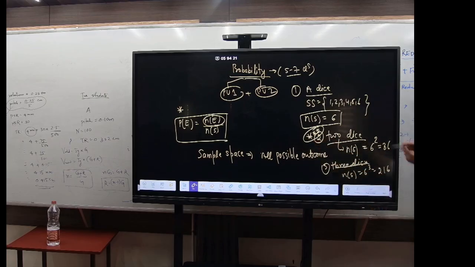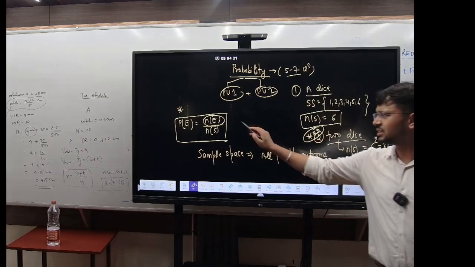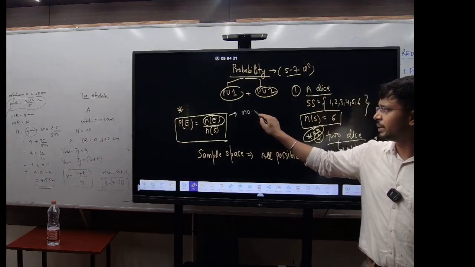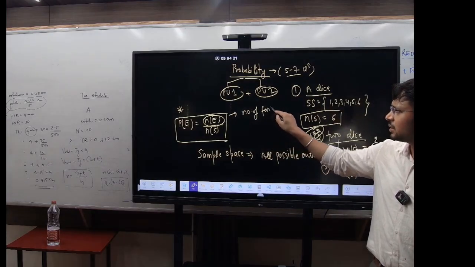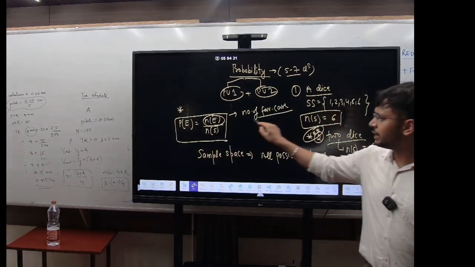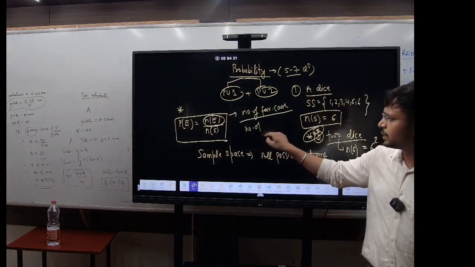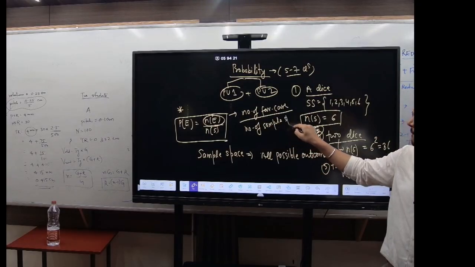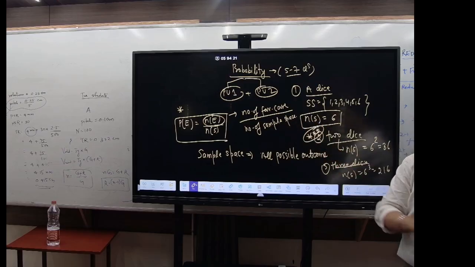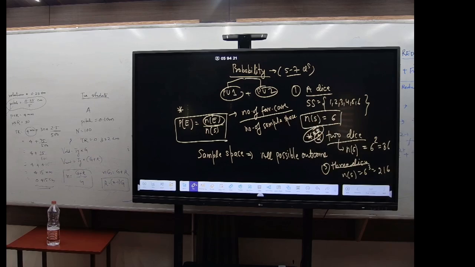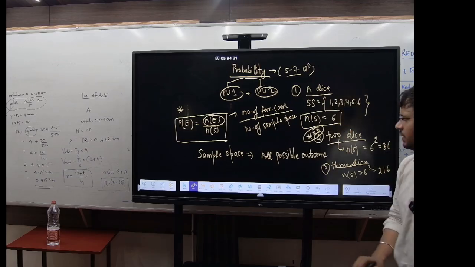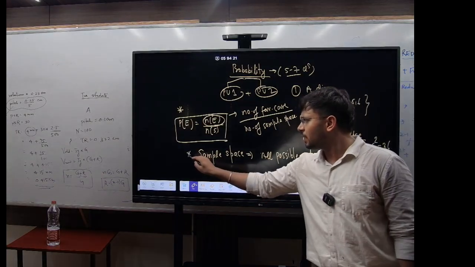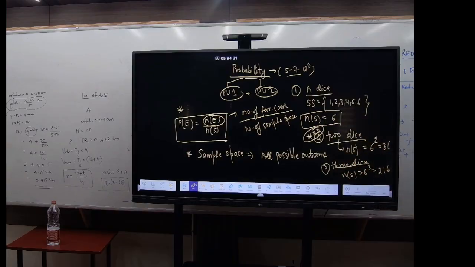So first you write the sample space. Number of favorable cases divided by total number of sample space is called probability. So the sample space having n dice, just write it. Here a few results are there in 2 dice that you have to remember.